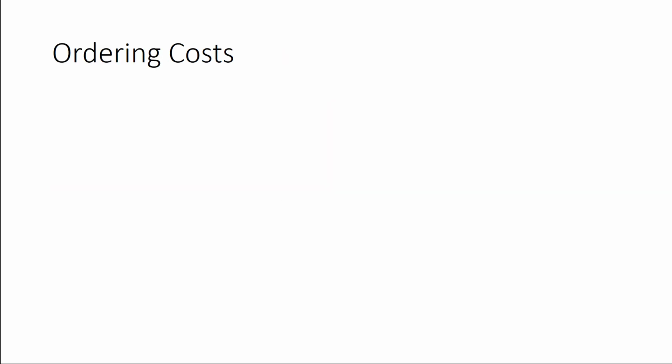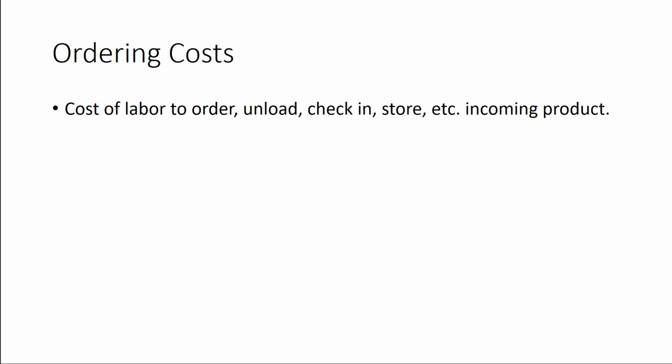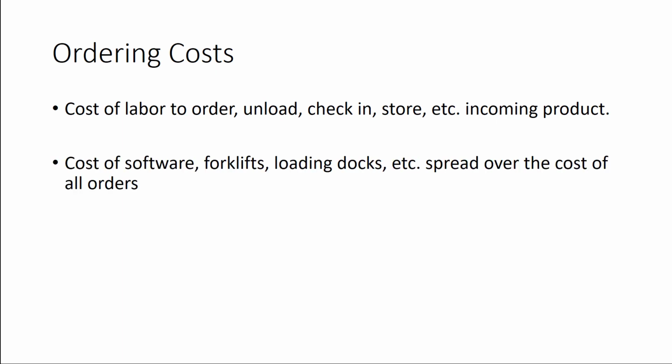So first we need to understand what our ordering costs are. Ordering costs are any labor that we use to unload a truck, to check that inventory in, to enter it into our system, to put it on the shelf, so on and so forth. The cost of any forklifts that we use to handle that, the cost of loading docks, software. A lot of times these are just totaled over the year and divided by the number of orders that were received, and you just come up with a number that is applied to each order.